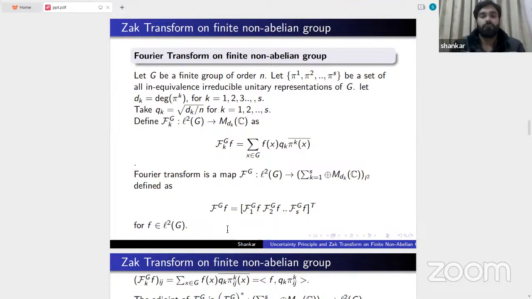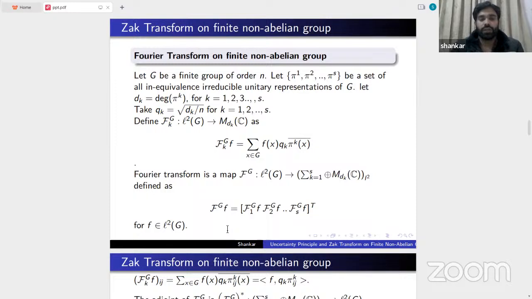Next, we have the Fourier transform on a finite non-abelian group. So we define the Fourier transform on a finite non-abelian group. If we have a finite group of order n, then take the set of inequivalent irreducible unitary representations of G, that is pi 1, pi 2, and so on, these are the notations of the representations, and dk is the degree of the irreducible representation pi k.